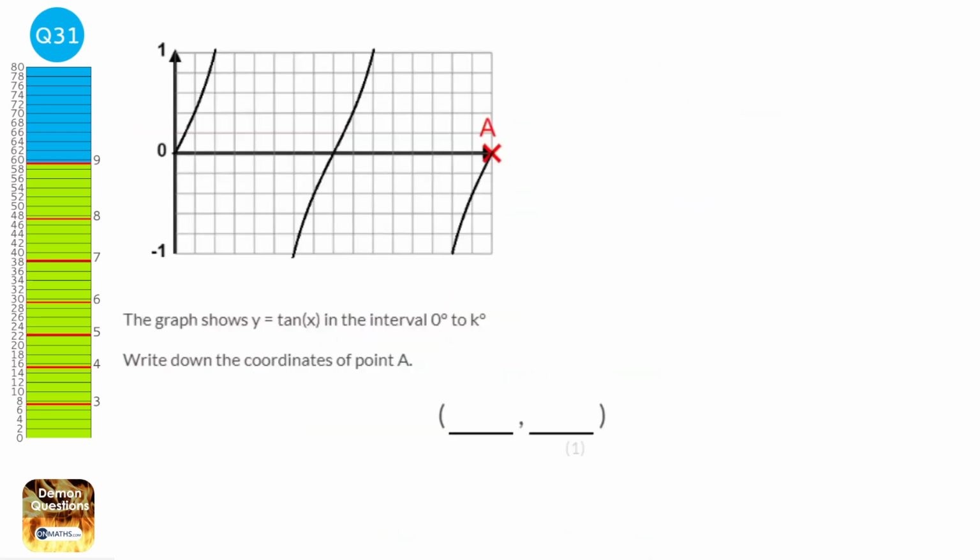So looking at the graph straight away, we know that the y-coordinate of point A is 0. And we're told that it's y equals tan x. And you just need to know the graph y equals tan x. And if you know the graph, we know that that will be 180 degrees. We know the point at which both of these lines will be going towards would be 90. This point here will be 270. And so therefore this point will be 360 degrees. So it's going to be 360, 0.